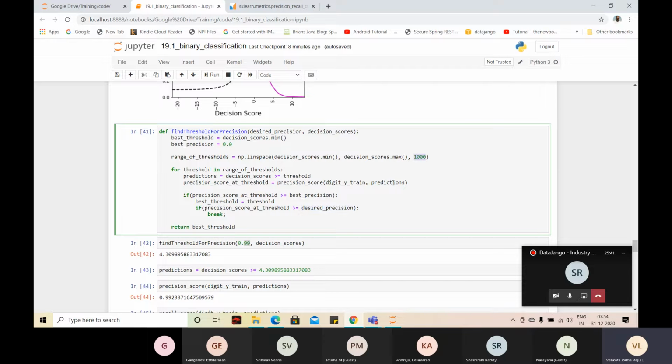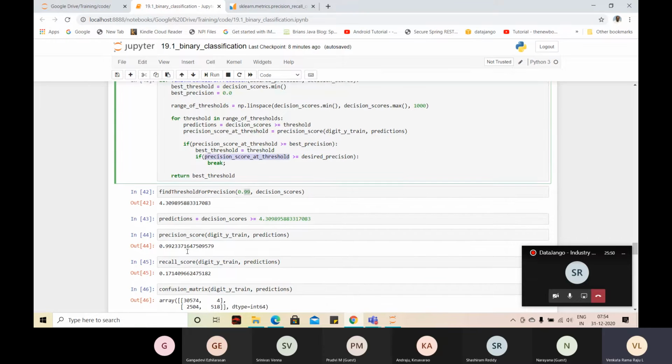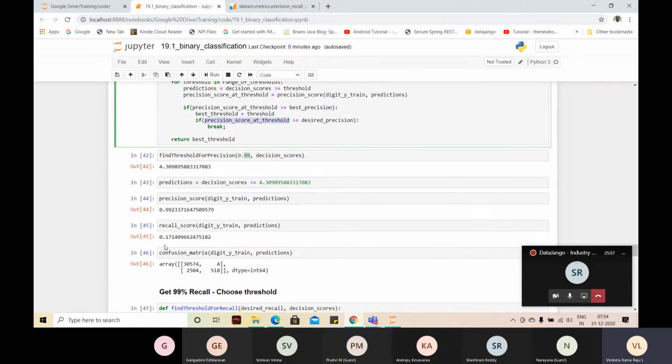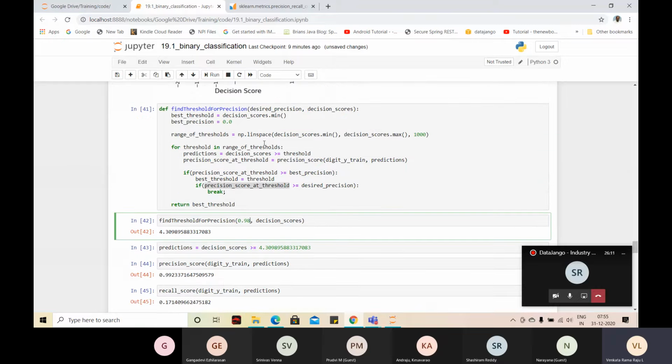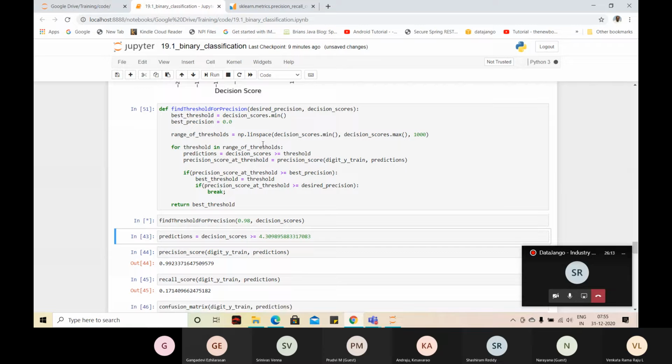Before we take all the 1,000, if it is reaching at some threshold, if it is actually reaching the high precision score, I am breaking and coming out. So at 4.3, I got 99% precision. If you look at recall score at that threshold, it's 0.17. Okay, so 99% precision you want, or if you want 95% or maybe 98%, I will do that. Let us see what happens.